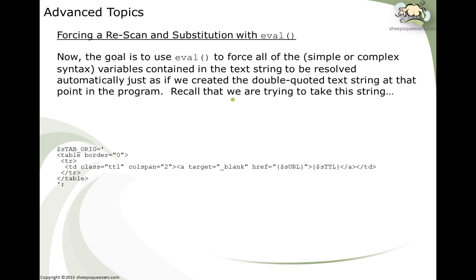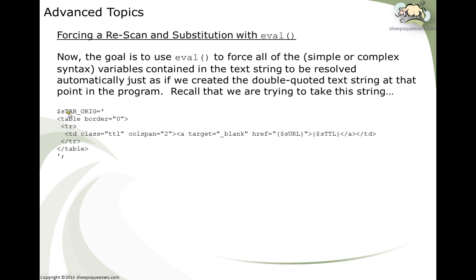Recall that we're trying to take this single quoted text string, $stab_orange for original, single quote, and then here I have my complex substitution, which does not occur automatically. Why? Again, because of single tick marks. PHP will not replace anything with single tick marks, only double quotes. Again, in this case, once the variable's been defined, that resolution will not occur, especially when I have it in an include file and I include it later on in the program. So the resolution does not automatically happen.